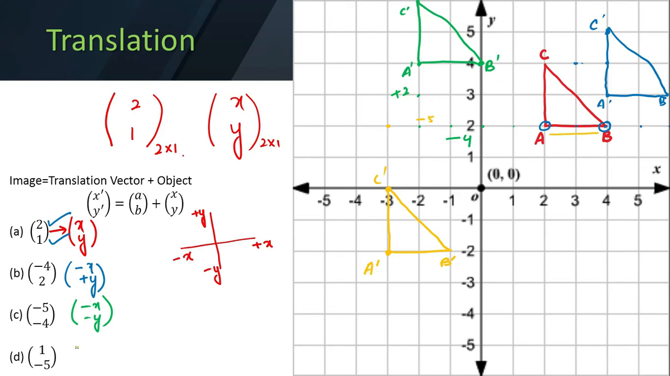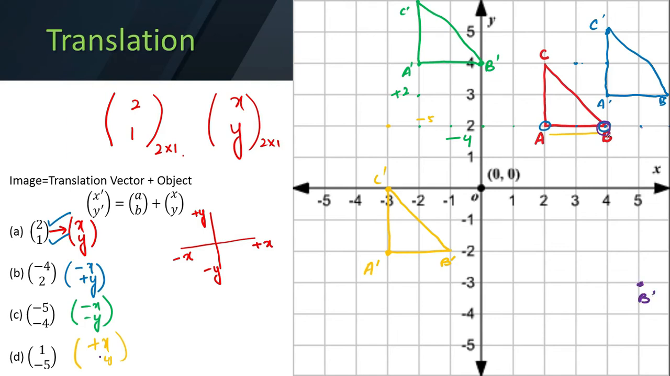Now the last column vector is positive x and negative y. Positive x means right hand side and negative y means below. So we will move one point on the right hand side and then 5 points below. So if we move point B, 1 point on the right hand side and then 1, 2, 3, 4, 5. Here we have got the image of B.